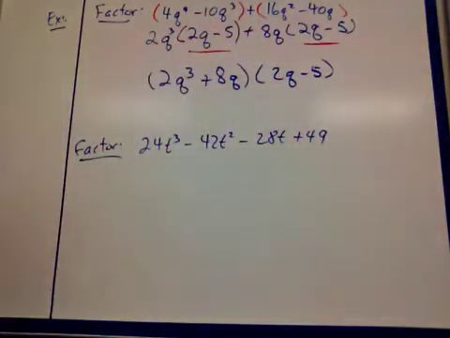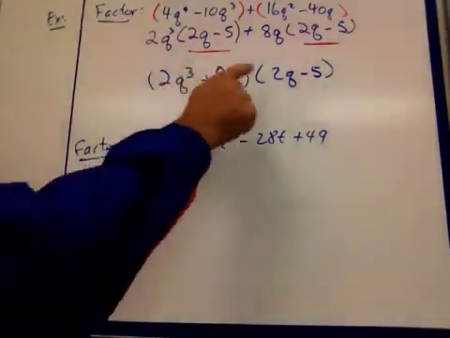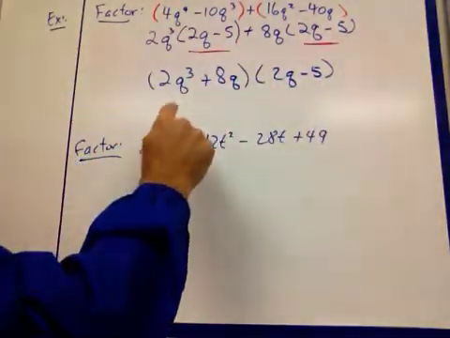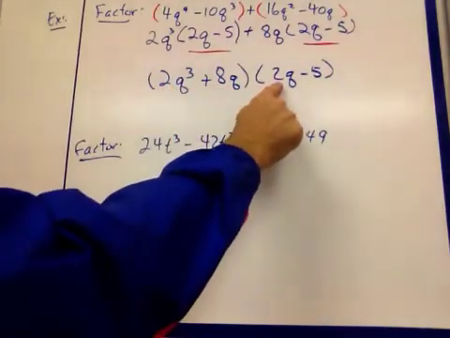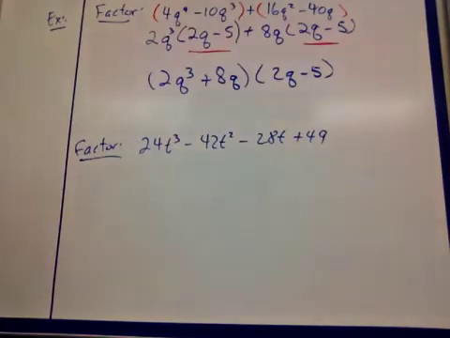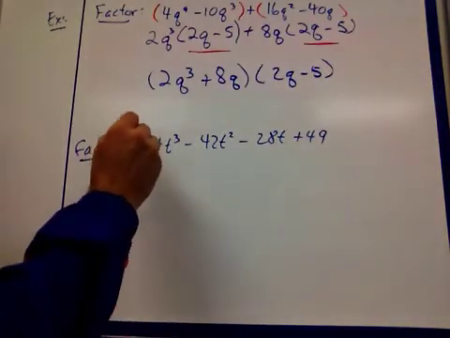If I were to multiply that back out, I'll get what I started with. Okay? You can see it. There's your 4q to the 4th. There's my minus 10q to the 3rd. There's my 16q squared. And there's my minus 40q. So it works. Okay? Factor this one.